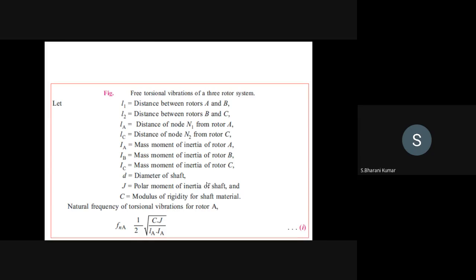And these notations will be used there. L1 equals distance from rotor A to B, and L2 equals distance from rotor B to C. LA is the distance from node 1 to A, LC is the distance from node 2 to C. The mass moment of inertia for A, B and C will be given as IA, IB and IC. D equals diameter of the shaft, J equals polar modulus, C equals modulus of rigidity of the shaft material. Fn A equals 1 by 2 pi square root of C by J LA into IA.